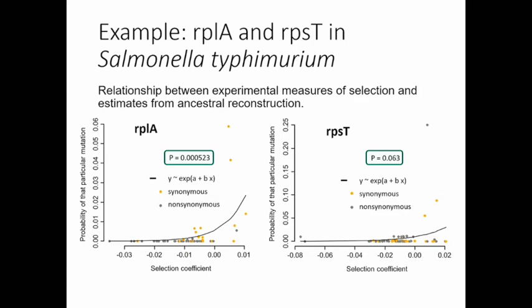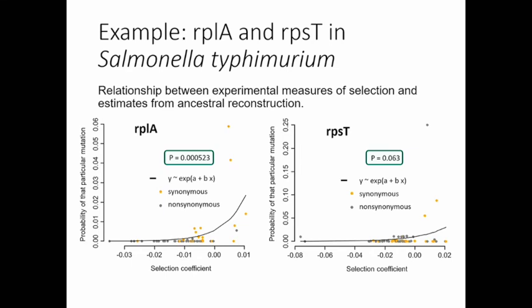So this is the rplA gene, and then this is the other ribosomal protein that was looked at experimentally in Salmonella, rpsT. On the x-axis, we have a selection coefficient that was measured experimentally with that mutant collection from the Lind et al. paper from 2010. On the y-axis, we have the probability of that mutation occurring from the phylogenetic comparative analysis that I showed you before. And so you can see that there is a significant relationship here.